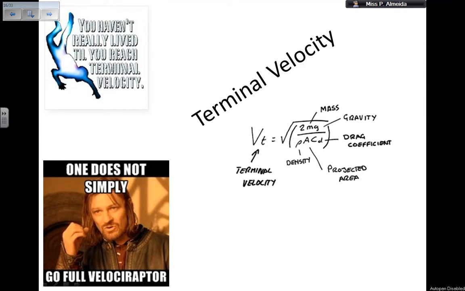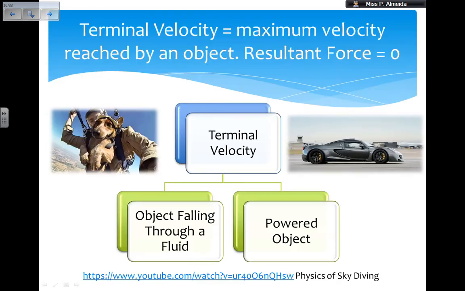Hello everyone, so today I'm going to be doing another video still on Newton's laws of motion, or at least in that playlist, and today is on terminal velocity. So terminal velocity by definition is the maximum velocity that an object can reach, okay? And when you have terminal velocity, because you cannot reach a higher velocity, that means your velocity stays constant, therefore there is no acceleration. Therefore, the resultant force will be zero when you are at terminal velocity.